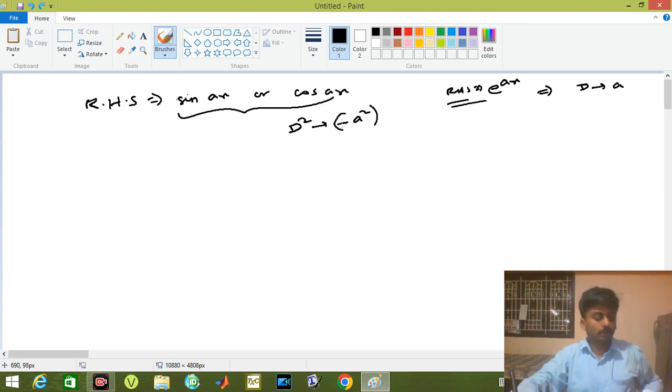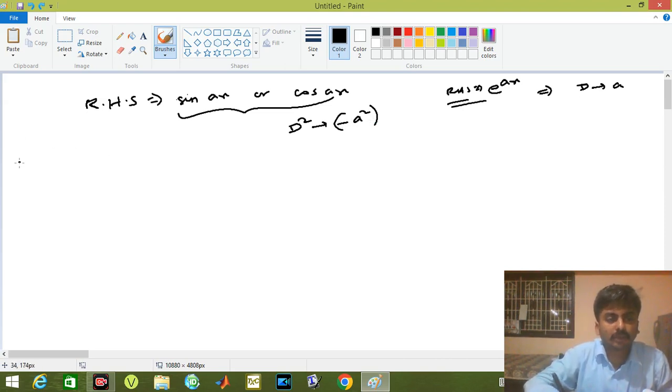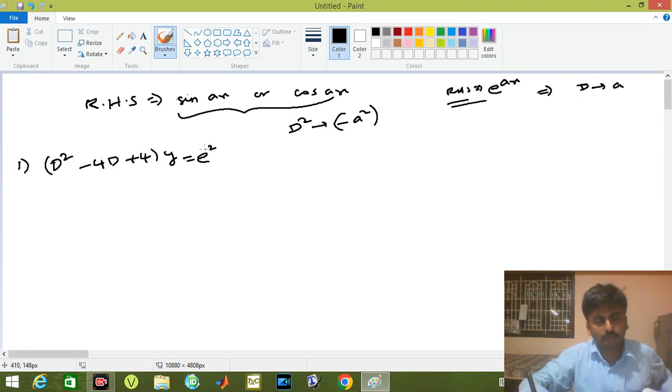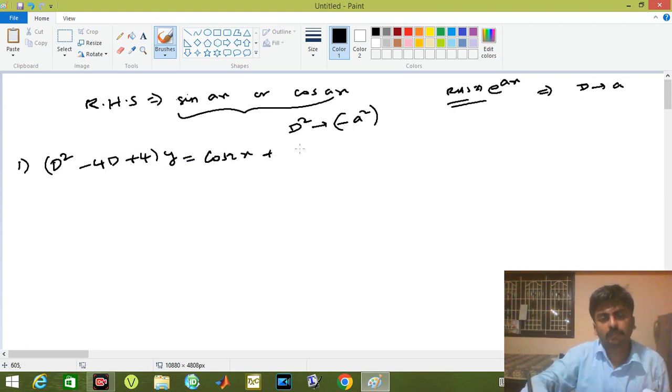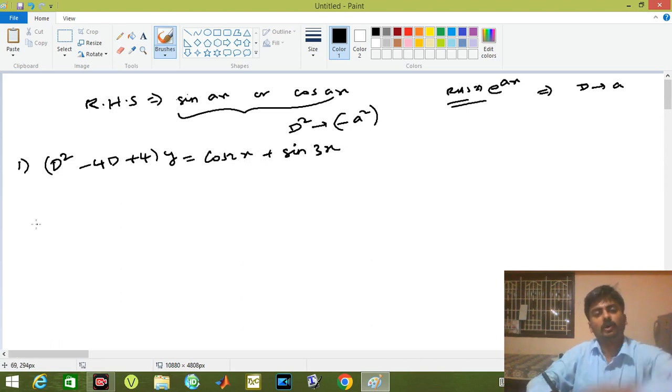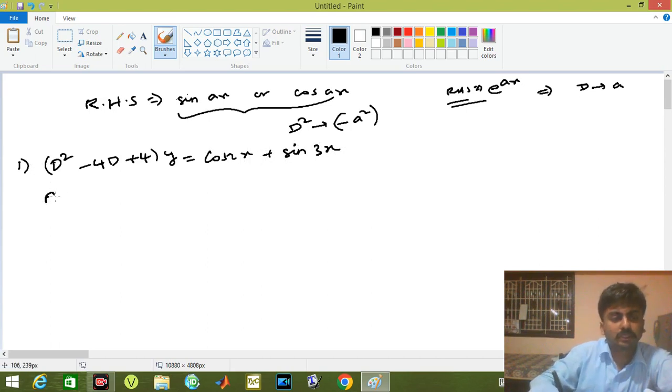Now I am going to teach you two different separate methods. So for this, please take down the problem. The problem is solve d square minus 4d plus 4 into y equal to cos 2x plus sin 3x.